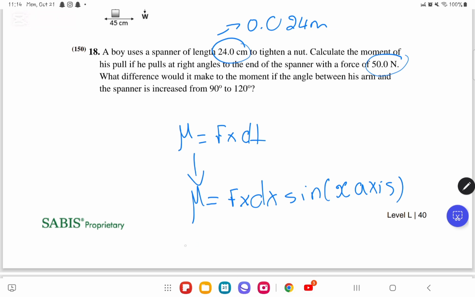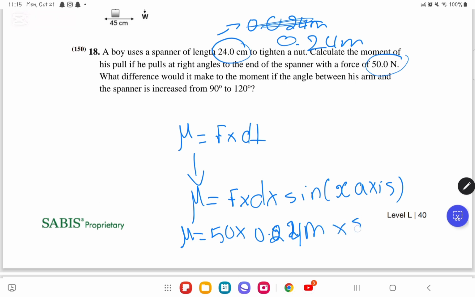So in this case, moment is equal to the force, which is 50 newtons, multiplied by the distance, which is 0.024. Oh my goodness, my bad. This is 0.24 meter. I did a calculation mistake. So 0.24 meters times the sine of the angle. They said it is right angled. So sine 90. Do it on your calculator. 50 times 0.24 times the sine of 90. We are gonna get 12.